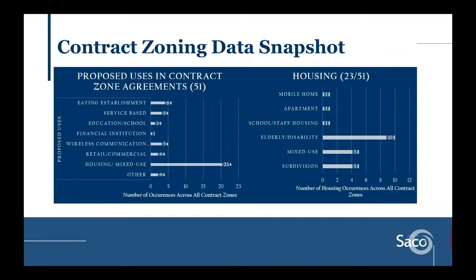We have seen 51 contract zones from about 1994 to 2022. When we give you the number 51, that considers amendments that have been made to original contract zones. So I know different numbers have been thrown out there, but.